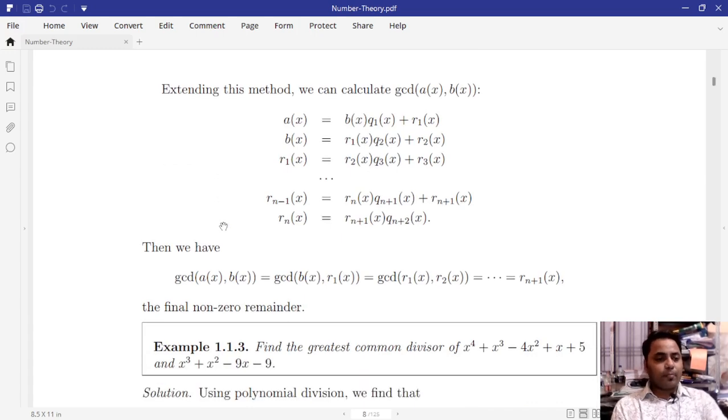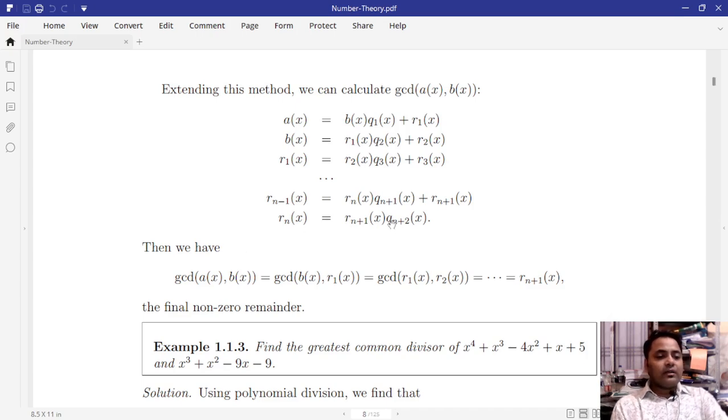Extending this method, we repeat the same process. a(x) is equal to b(x) q(x) plus r1(x), and again b(x) is divided by r1(x): b(x) is equal to r1(x) q2(x) plus r2(x). Similarly r1(x) is equal to r2(x) q3(x) plus r3(x), and so on, until r(n-1)(x) is equal to r(n)(x) q(n+1)(x) plus r(n+1)(x), and r(n)(x) is equal to r(n+1)(x) q(n+2)(x).